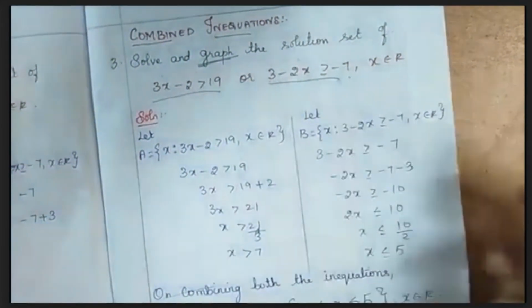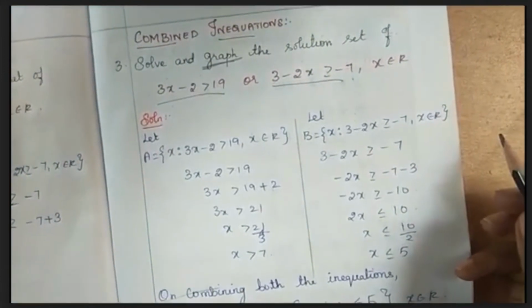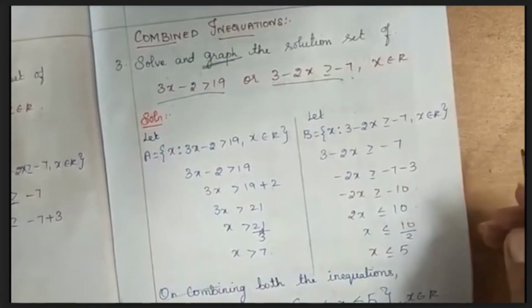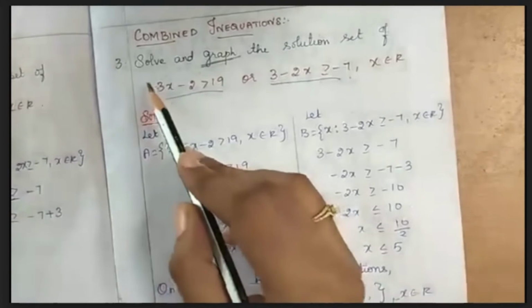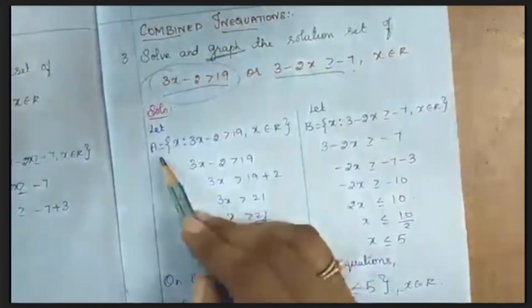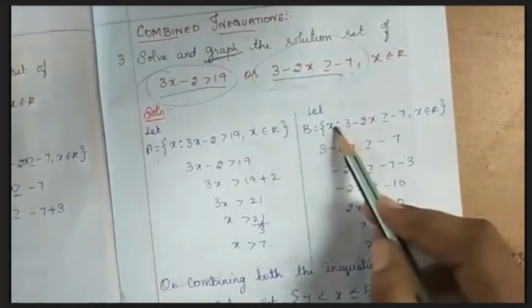Here this is one inequation and this is another inequation, right? So I am going to solve each inequation separately. Now what will happen? Let me take this inequality as A and this inequality as B.